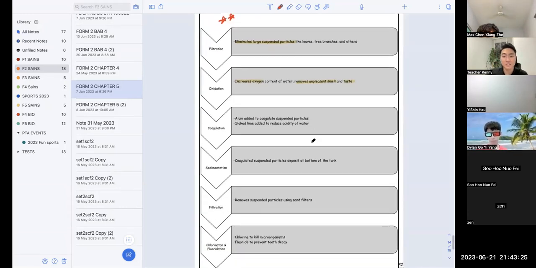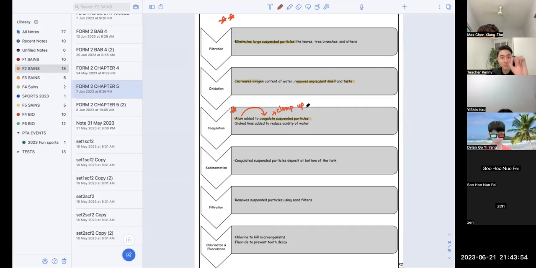Okay, next, removal. I have alum and slaked lime. This one I cannot tell you enough how important it is. It has come out in the exam many times. All right, so the purpose of alum is to clump up. In English we say coagulate the sand, suspended particles. Coagulate means clump up.